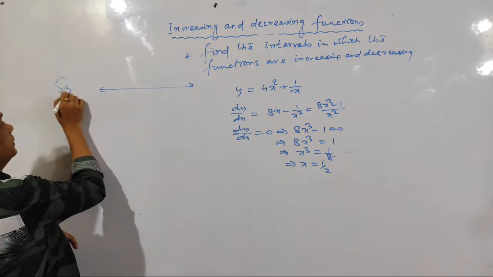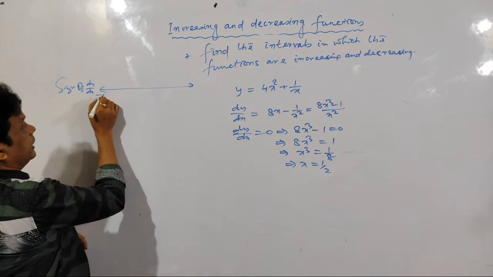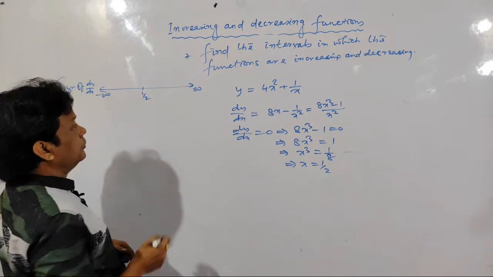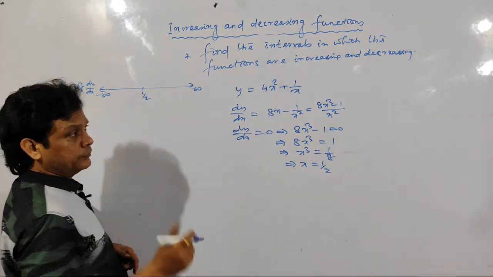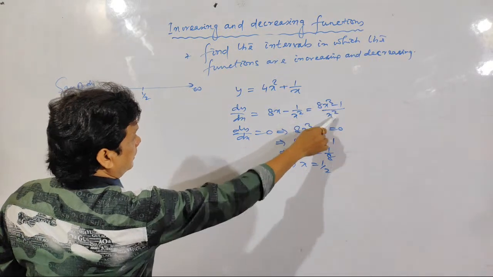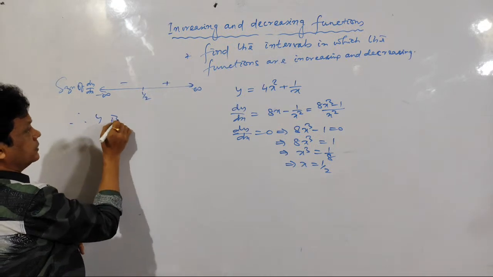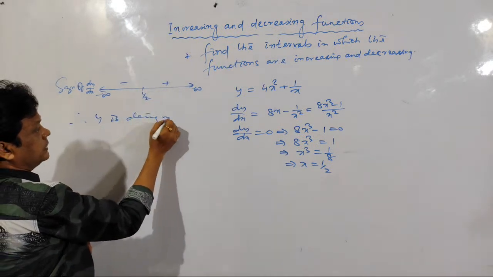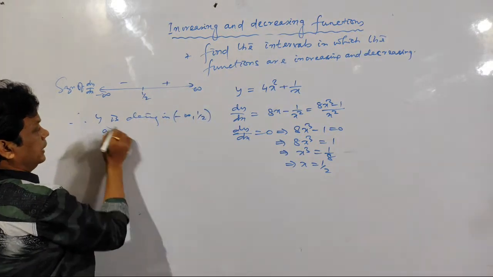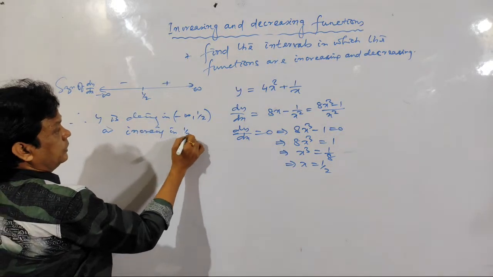This is the sign of dy by dx. So it is minus infinity, this is infinity, and the number is 1 by 2. Put a number greater than half, 5. So 5 cube into 8 minus 1 divided by x square is positive, so this will be positive. Therefore, y is decreasing in this interval, minus infinity to 1 by 2, and increasing in 1 by 2 to infinity.